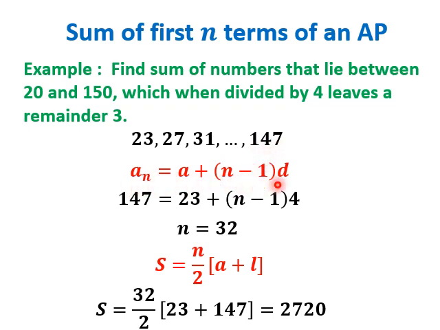an equals a plus (n minus 1)d. an is 147, a is 23, n needs to be evaluated, and d is 4. By using this equation, we get n equal to 32. Now all the terms are available to compute the sum of all these numbers in the AP. So we put 32 by 2 into (23 plus 147), multiply, and we get 2720.